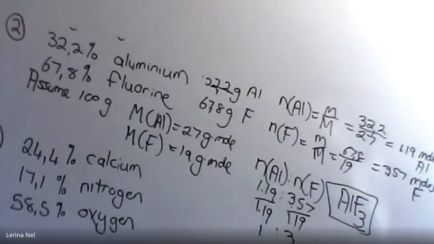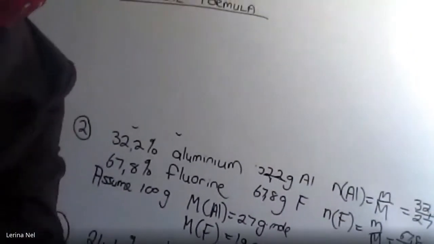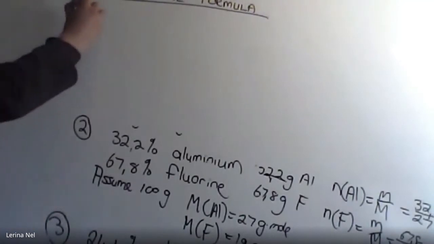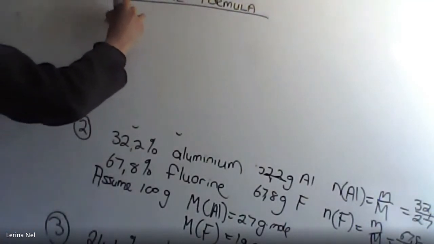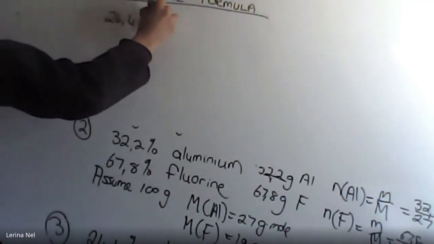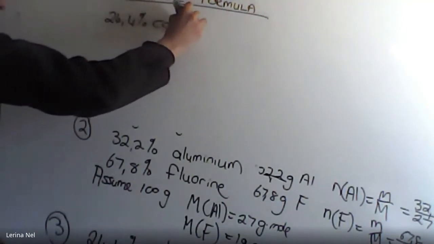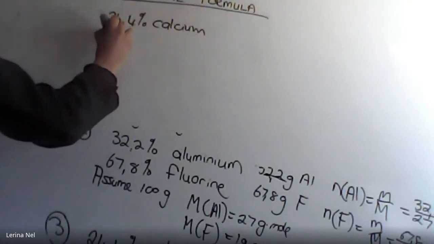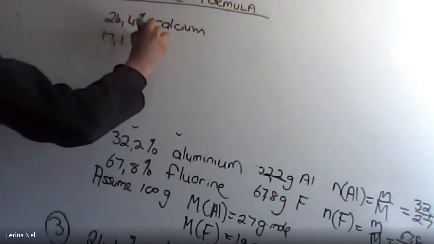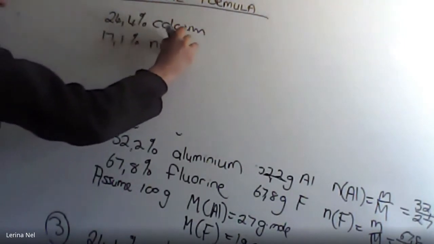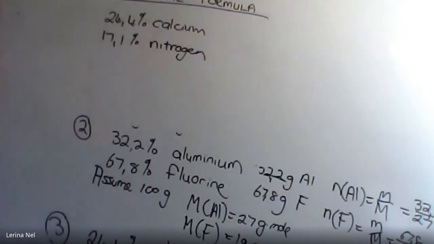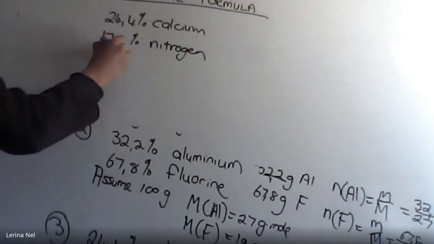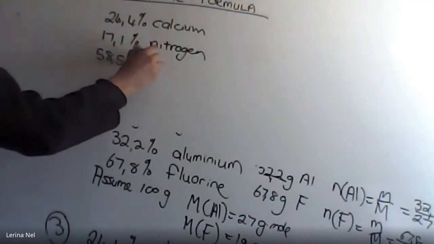This is now going to be question 3, which I'm just going to move up here. 24.4% calcium, 17.1% nitrogen, and 58.5% oxygen.